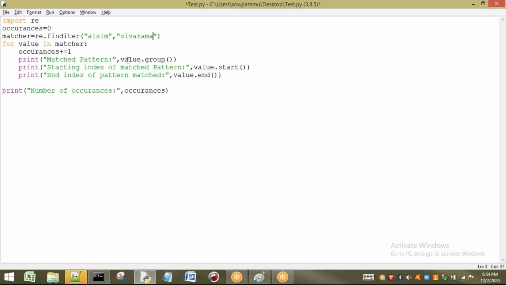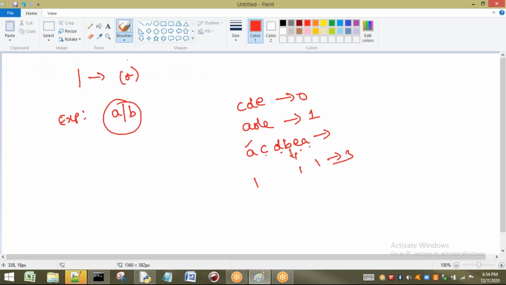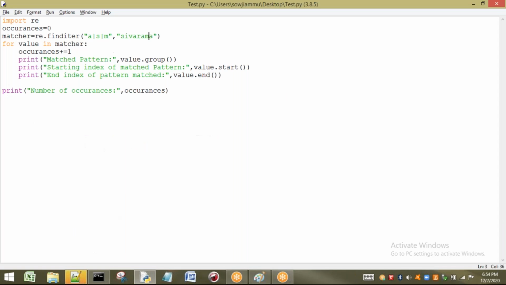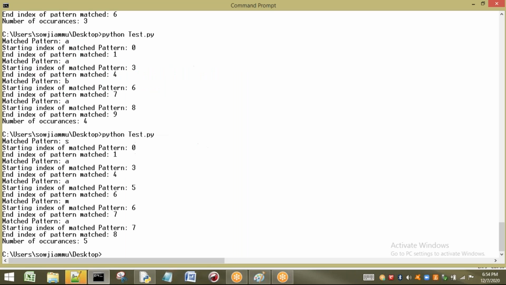First one, S is matched, I is not matched, V is not matched, A is matched. Next R is not matched, A is matched, M is matched, A is matched. Okay, now observe. So SAAMA is matched because I have written ASM. So 1, 2, 3, 4, 5. Total 5 occurrences are there.